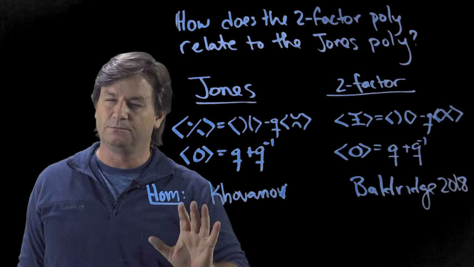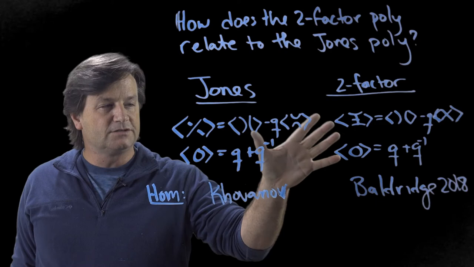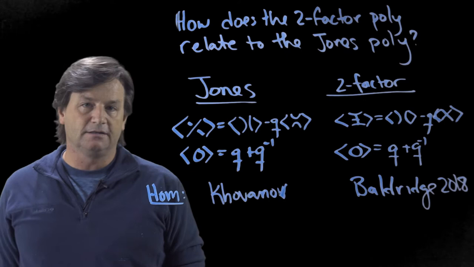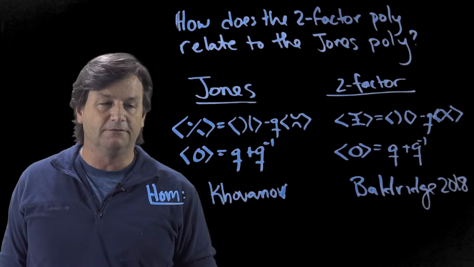So even though you can already start to see how one would define the homology here, you can define the homology here in exactly the same way that you define the homology of Khovanov. And it turns out that through a lot of hard work, you can show that homology is invariant under the different moves that happen in the two-factor.